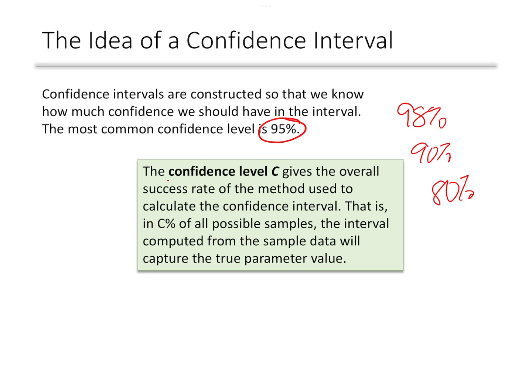So the confidence level, which we're going to call capital C, gives the overall success rate of the method used to calculate our confidence interval. That is, in C% of all possible samples, the interval computed from the sample data will capture the true parameter value. One of the things that we're going to get into is interpreting confidence intervals and interpreting confidence levels, so you'll need to know the definition to be able to interpret them. We'll do some examples. Our most common, again, is 95%, which means we are 95% confident in our success rate. If we were to take a bunch of samples, there could be a different one. It just depends on what interval they ask us to do.